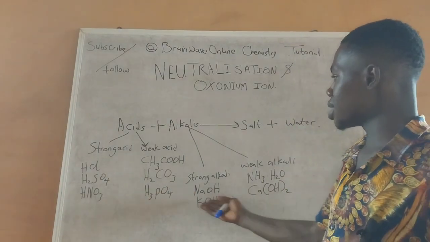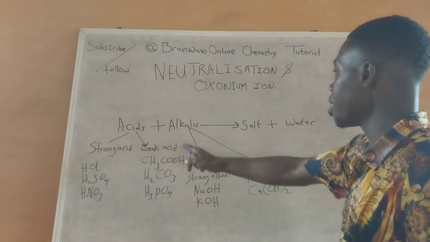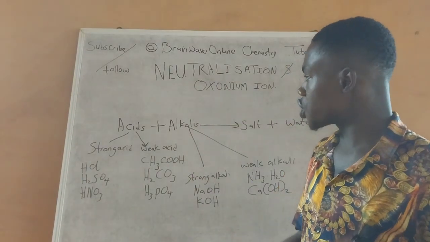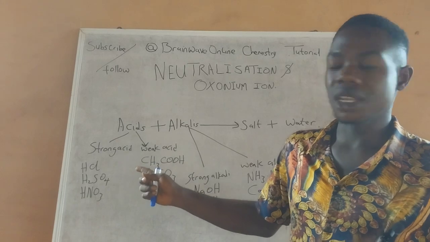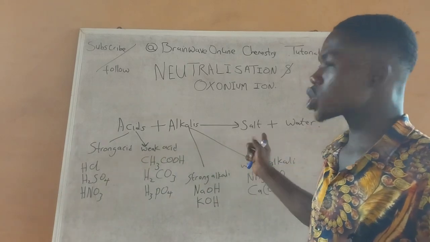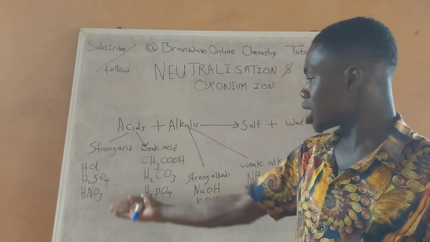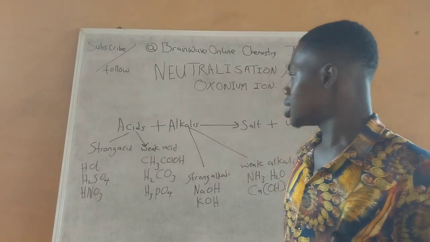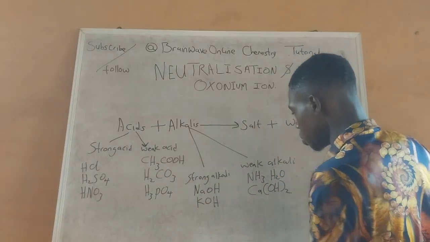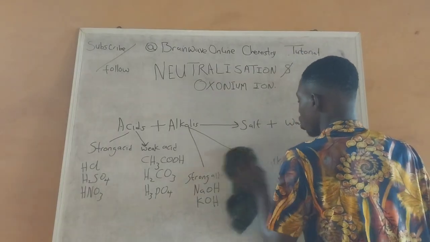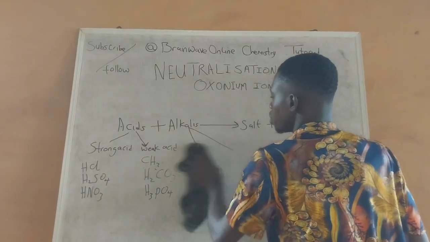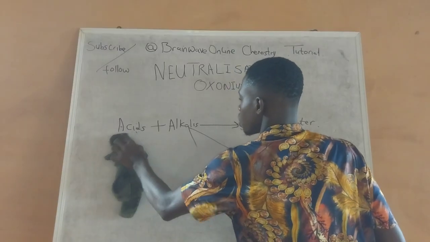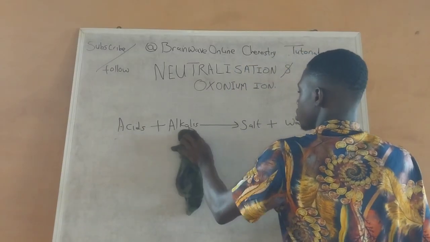Now, have we brought this out? Going back to neutralization reaction, I said earlier that neutralization reaction is the reaction of an acid with an alkali to give salt and water only. So these are the types of acid and these are the types of alkalis that we have. Now we'll be taking some examples under neutralization reaction.